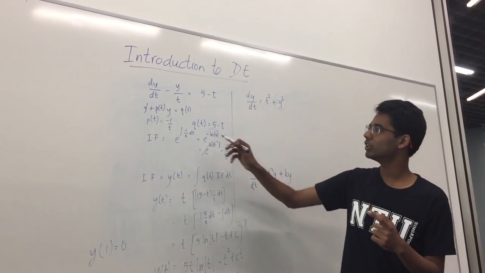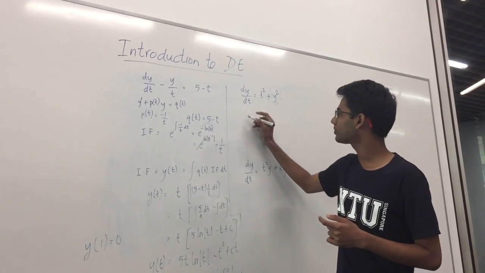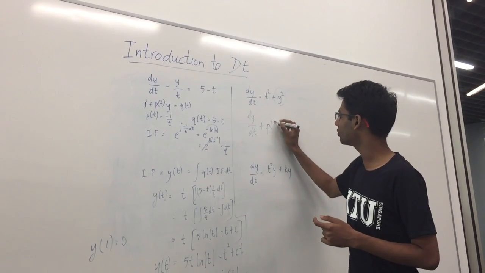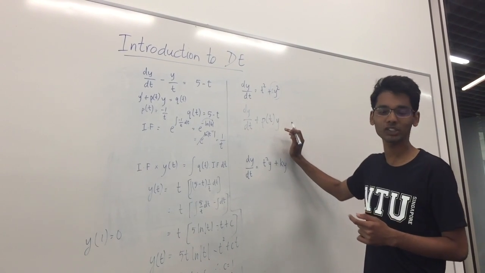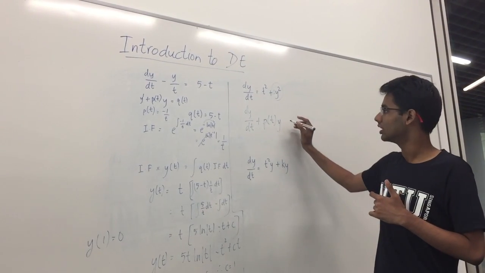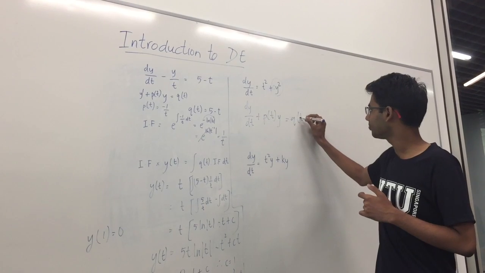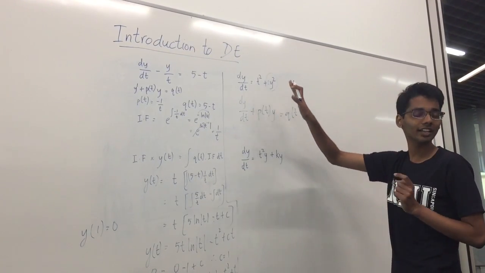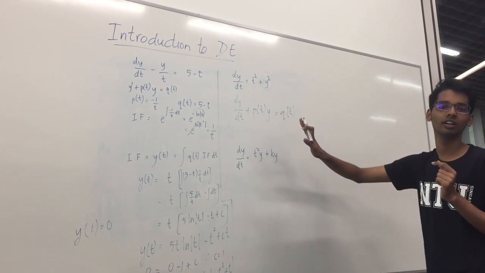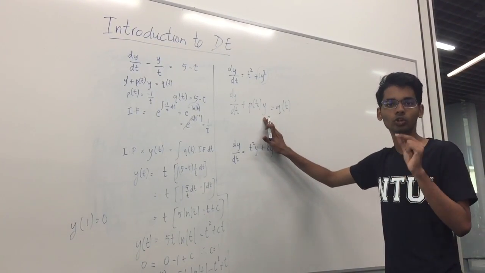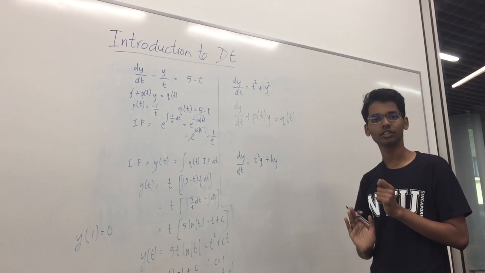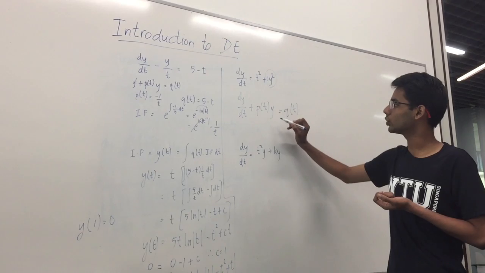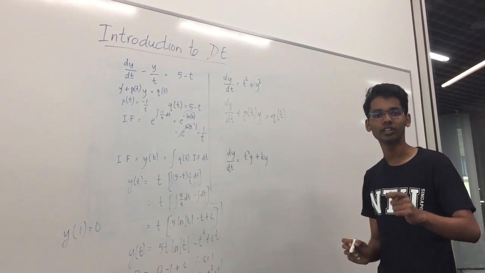Remember, it should always be of the form dy over dt plus p of t times y, not y squared, not anything else, equals q of t. We have q of t correctly, and p of t can be taken as 1, but it's not y squared. It should be y to be solved through the integrating factor method. So the homework I would give you is to make this into y and try solving it with the integrating factor method.